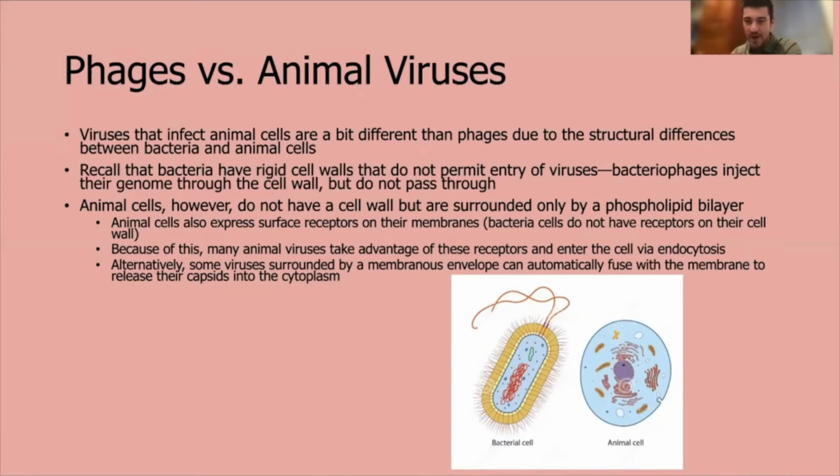So it would sort of bud out. You could see that little pinching of the membrane. The pinching area is going to come together and we're going to have a little vesicle that is inside of the animal cell. So that's how viruses gain entry into animal cells.